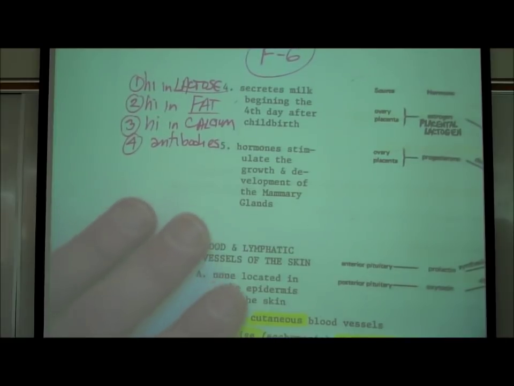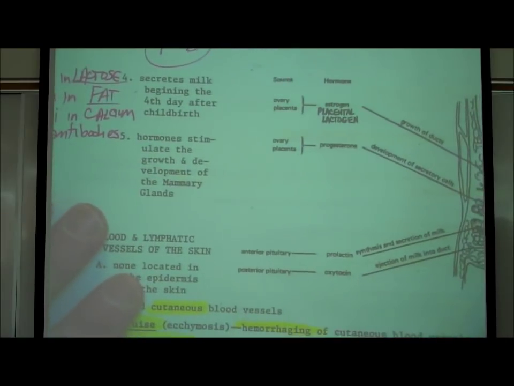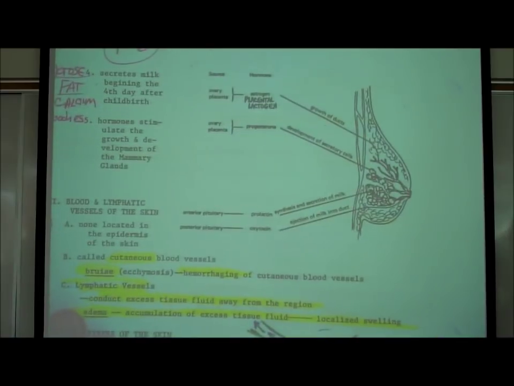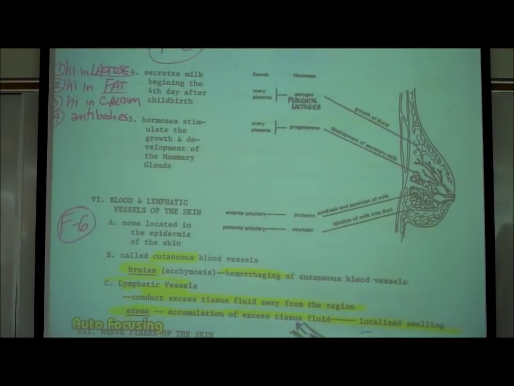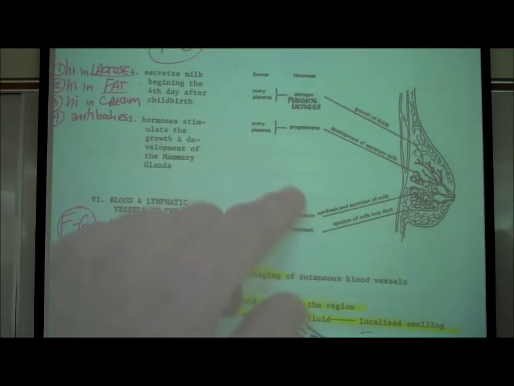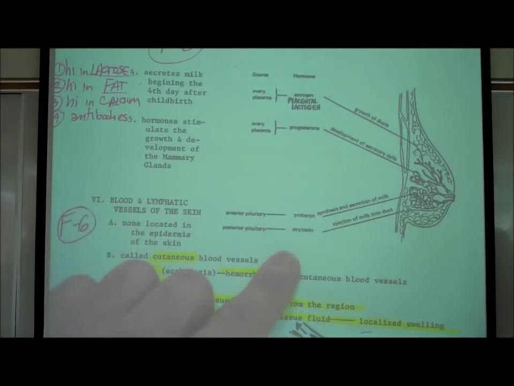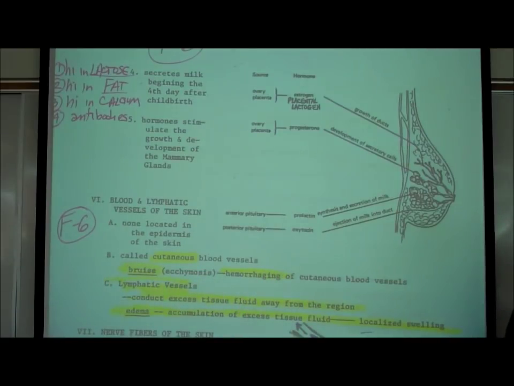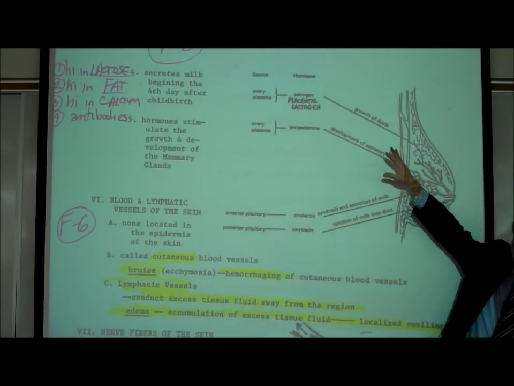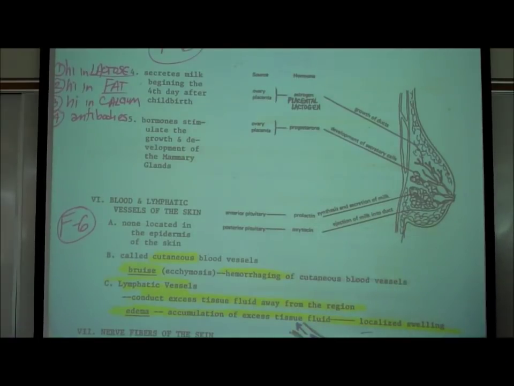Now, there are many hormones that are involved in stimulating the growth and development of the mammary glands. And in this diagram, you can see estrogen and lactogen and progesterone and prolactin and oxytocin. We're going to talk about these hormones when we get to section Q on endocrinology. And that's when we'll tell you about all these different hormones. So we're not going to talk about those now.